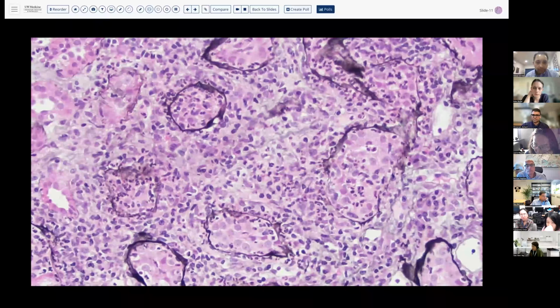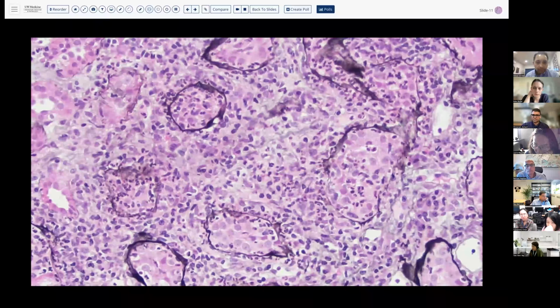Here's a higher power view of these neutrophils. You can see again that they have kind of a multi-lobed nucleus. And there are also some mononuclear cells that are kind of percolating around with this inflammatory infiltrate. And you can see here that it's punching through the basement membrane, which is discontinuous in this area.